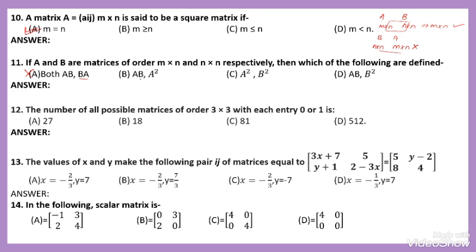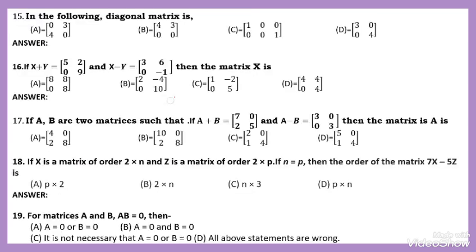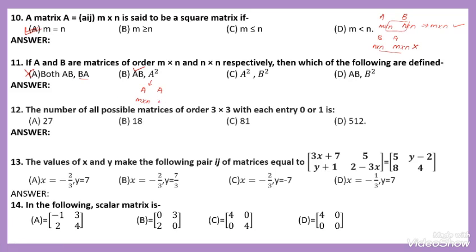Similarly, for AB, already we know that AB is possible, but A square? A square means A into A matrix. What is the matrix? M cross N and again M cross N. Again, these are different. This is also not possible.